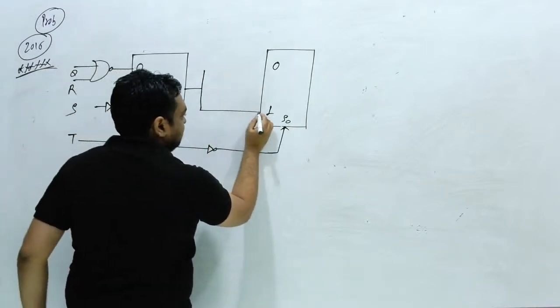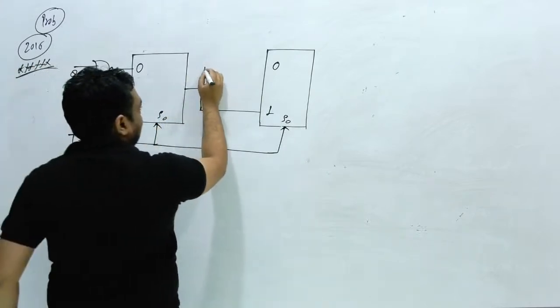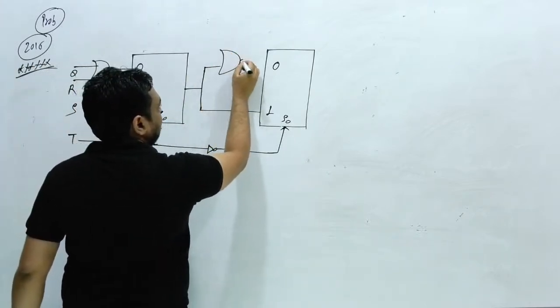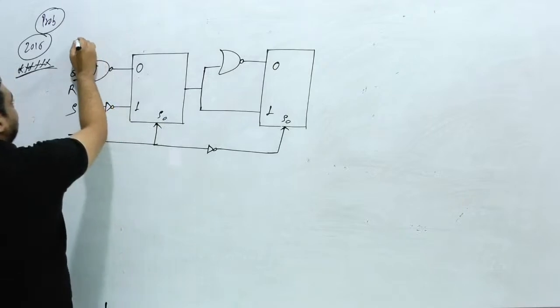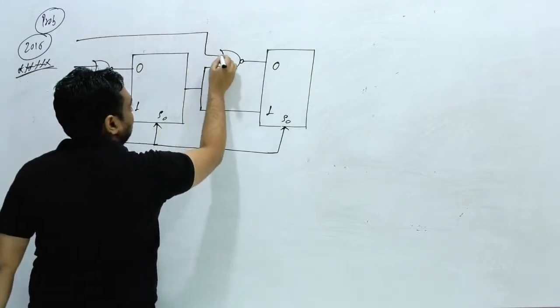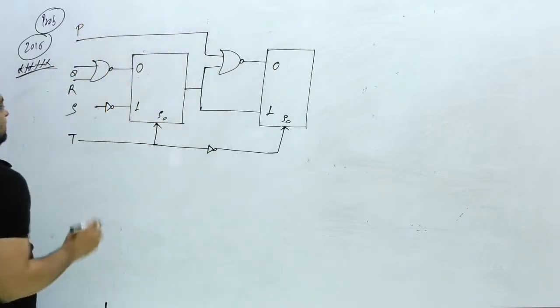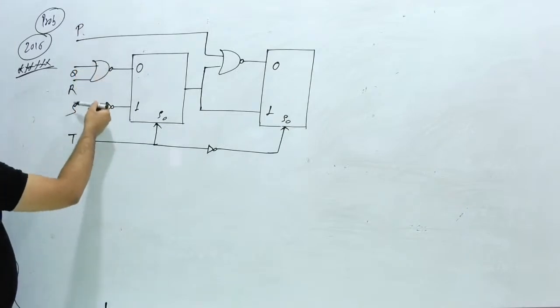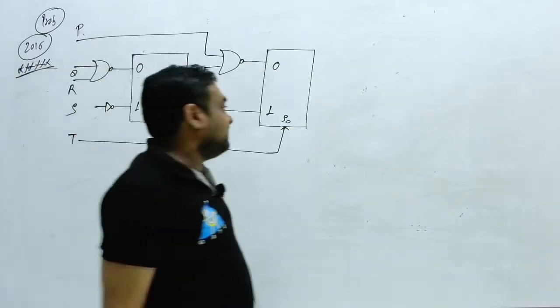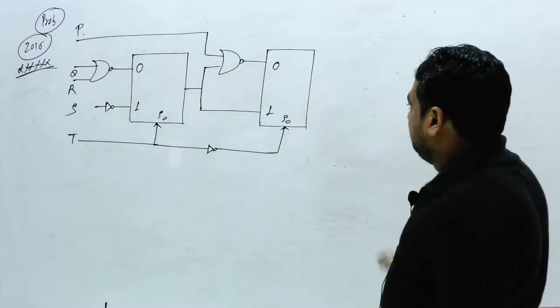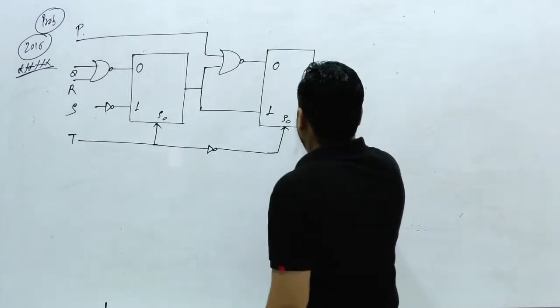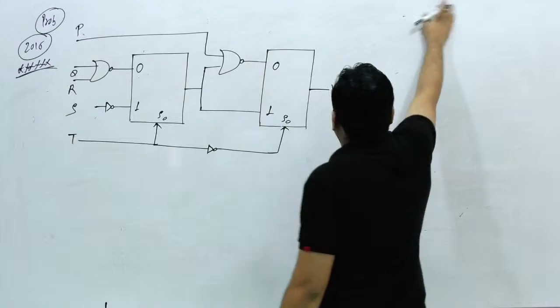And this is connected to 1, this is connected to 1. Here again one NOR gate was present, and this second input is nothing but P. So P, Q, R, S, T, 5 inputs are present here. And this complete output is Y.